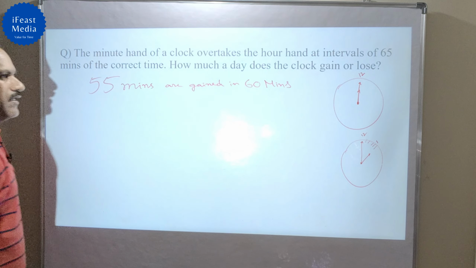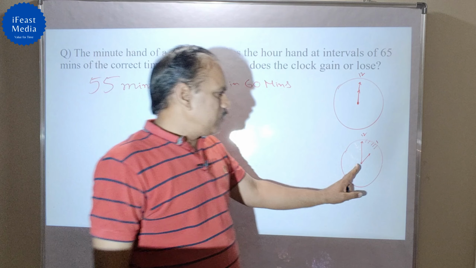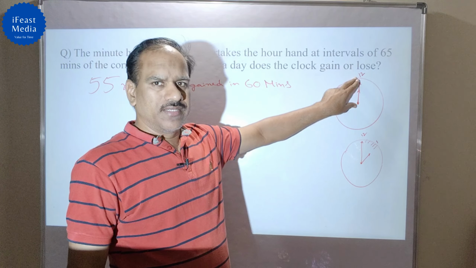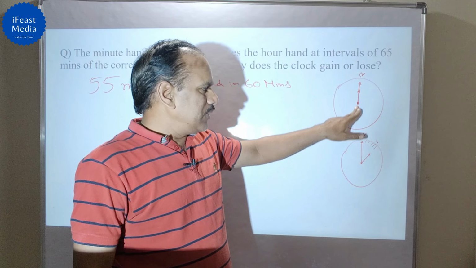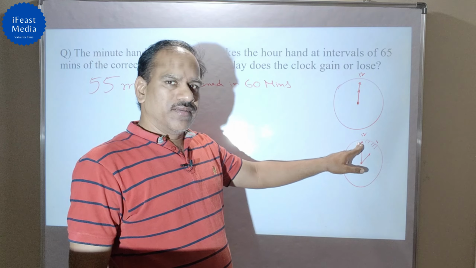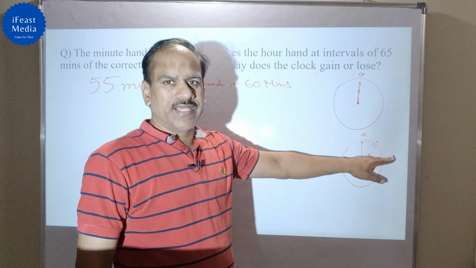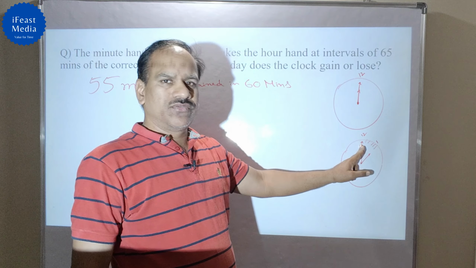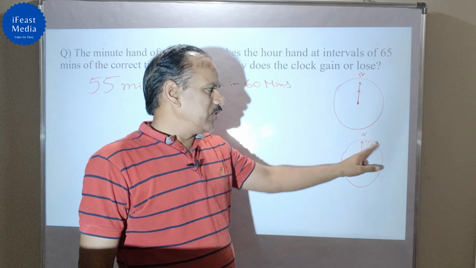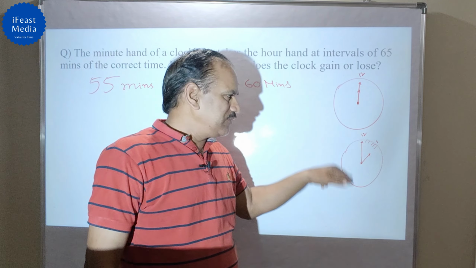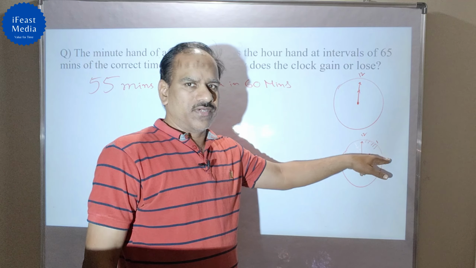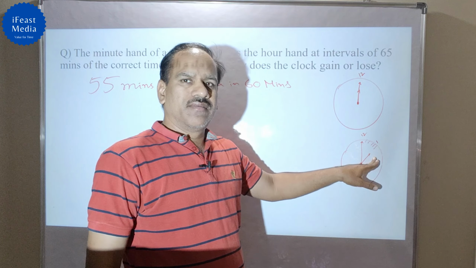1 hour means in 60 minutes. But if you want both the hands to be together again, at 12 o'clock they are together. After 1 hour, the hour hand will be against 1, the minute hand will be at 12. But if you want them to overlap again, the minute hand has to travel 5 more minute spaces. That means it has already traveled 60, it has to travel another 5, that is 65 minute spaces totally.